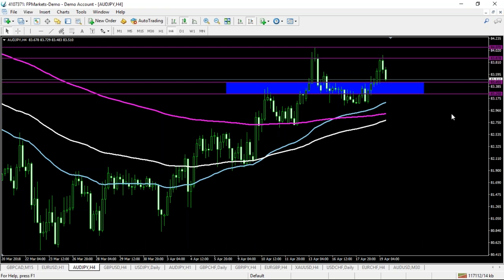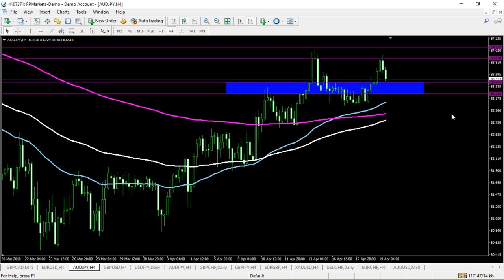So if prices were to come lower or create that selling momentum, then it would probably be best to monitor whether or not price could go under the 83.20 psychological level. If it does, then you've got more probability of a downward type move.